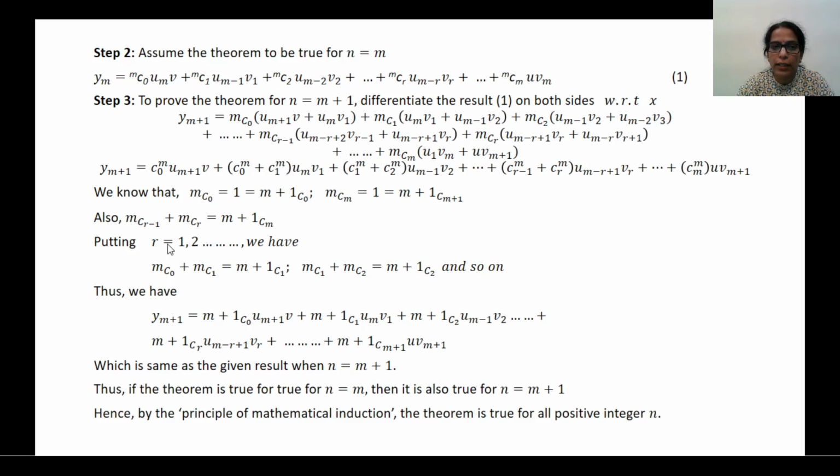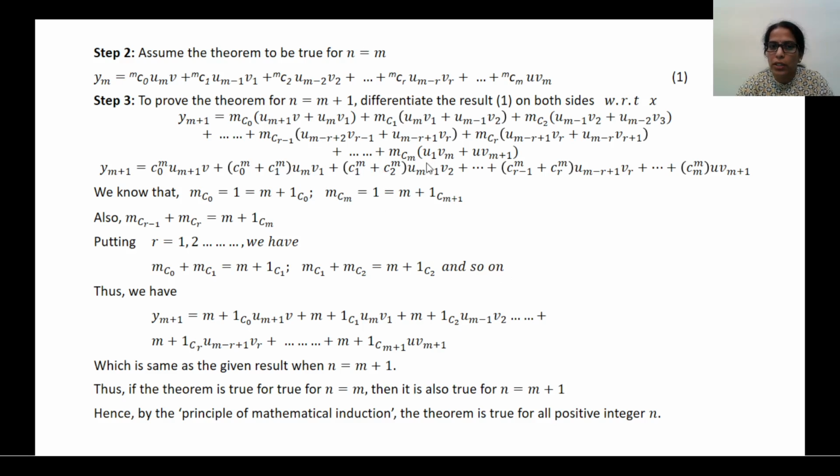Now replace, put r value as 1, 2, etc. What you are going to get? If r equal to 1, you will have mC0 plus mC1. Its value is m plus 1 Cr with r replaced by 1, m plus 1 C1. Now observe the term inside the bracket here, mC0 plus mC1. Now this can be replaced by m plus 1 C1. Likewise, this can be replaced by m plus 1 C2 and so on.